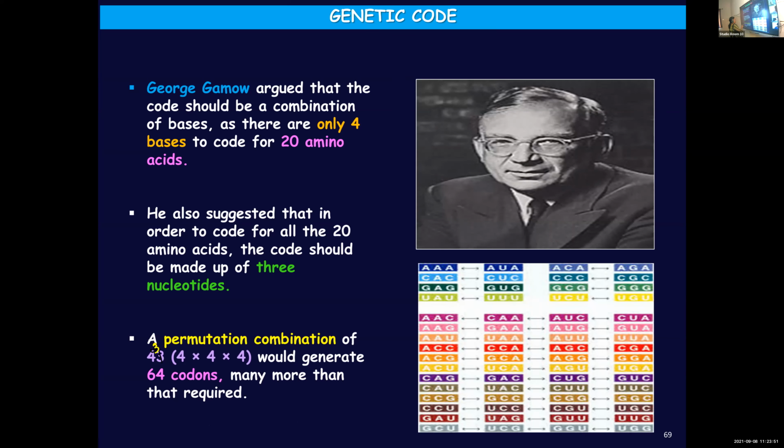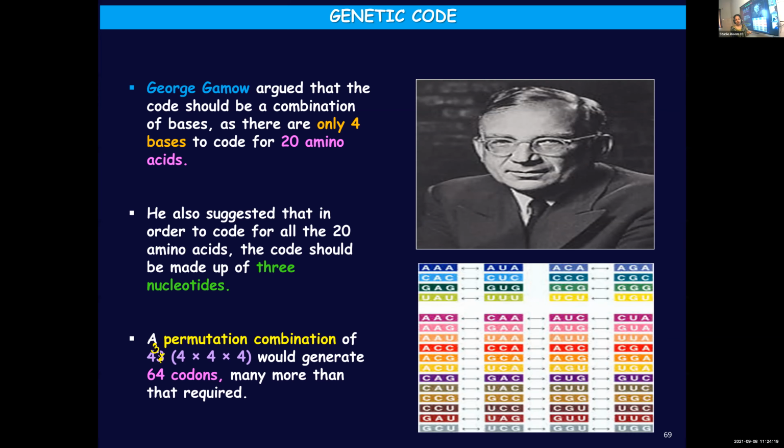A permutation combination of 4 into 4 into 4, or 4 raised to 3, because we have 4 nitrogen bases, and in each code, as per George Gamow, there should be minimum 3. In each code there should be 3 nitrogen bases, and we have only 4. So the maximum possible combinations are 64, 4 raised to 3, 4 into 4 into 4. So maximum we'll get 64 codons.